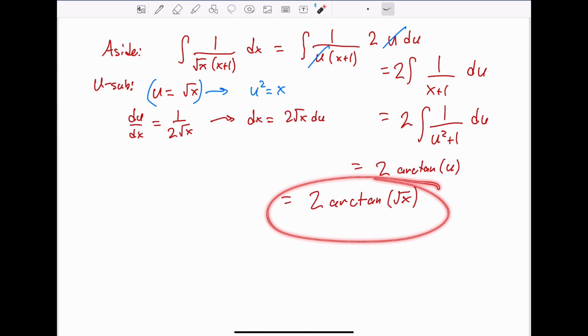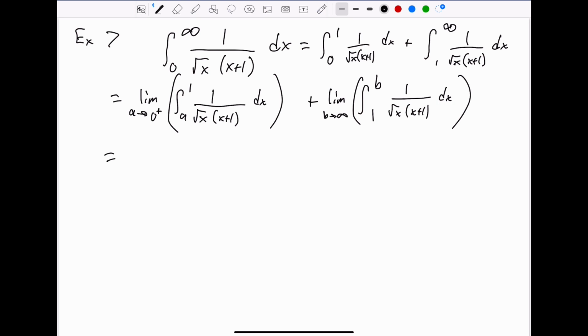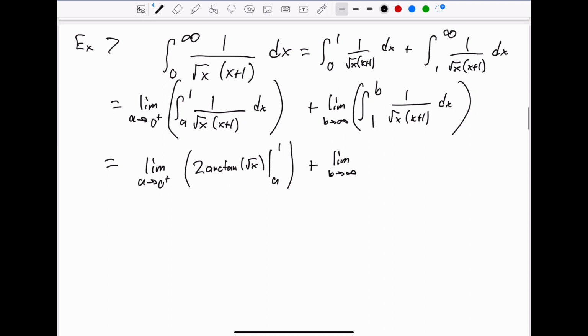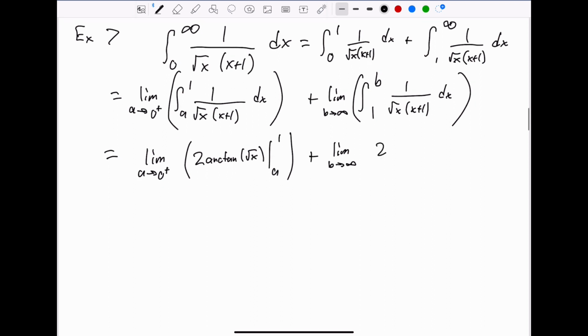Let's go ahead and use this antiderivative in the integrals that we were dealing with. So for each of these integrals, the antiderivative is 2 times the arctangent of the square root of x. We'll plug in the a and plug in the 1, work through the fundamental theorem of calculus. We're still taking the limit here as a approaches 0 from the right. And for the second integral, I have the limit b approaches infinity, and I have again 2 arctangent of the square root of x from 1 to b.